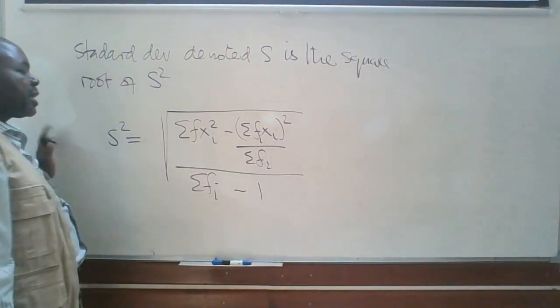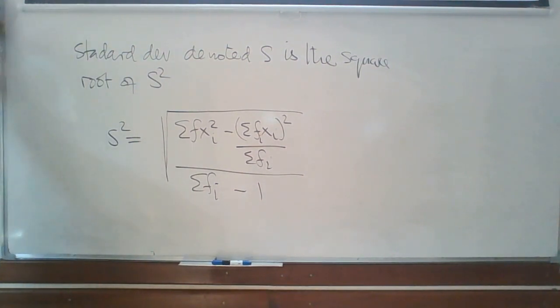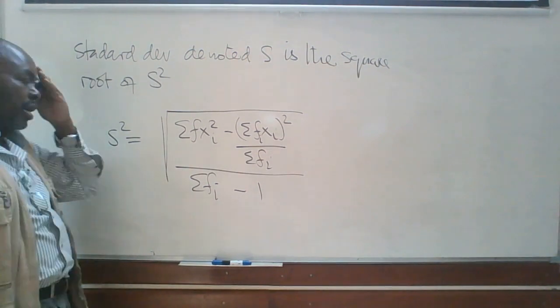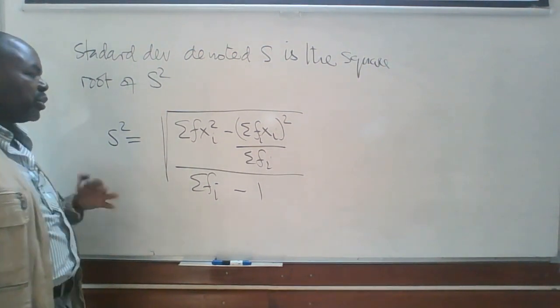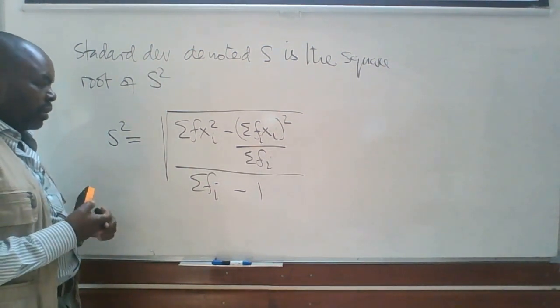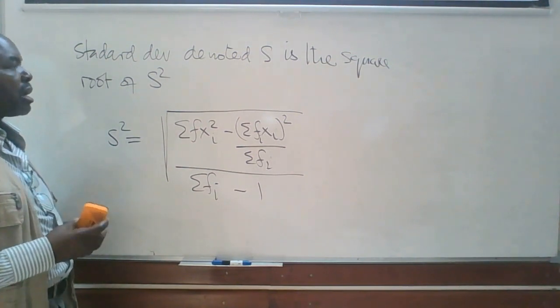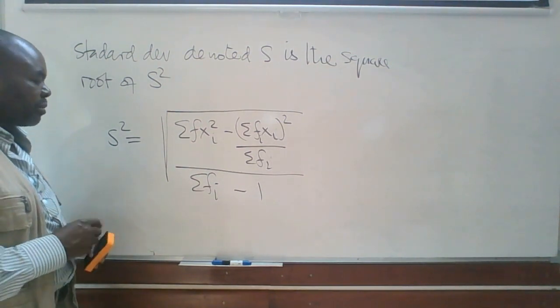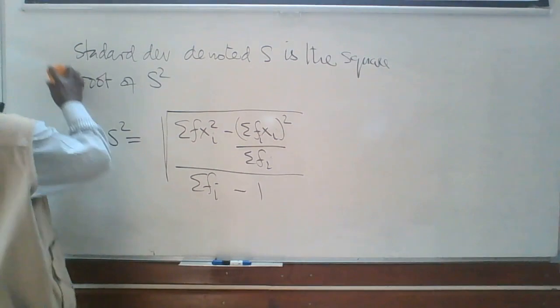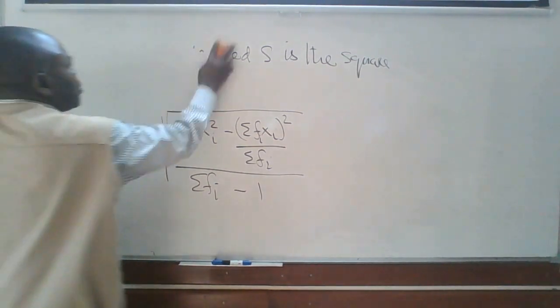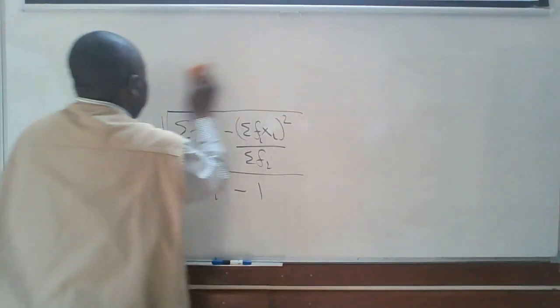The interpretation of standard deviation and variance is the same. They mean the same thing. They can be used interchangeably. They all measure how far away data are from the mean. The last one, we call it the coefficient of variation.